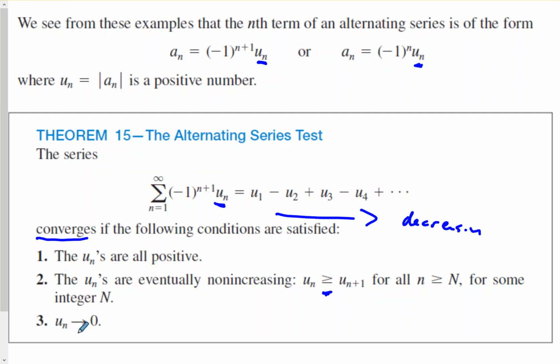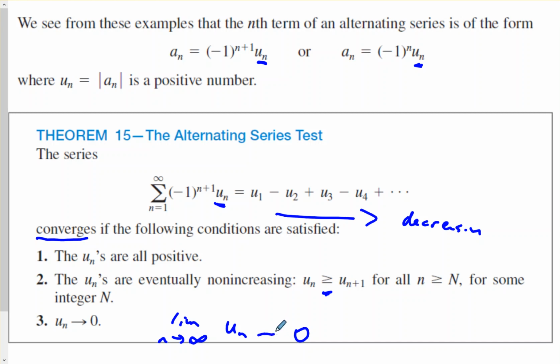And u_n is going to 0, so that's another way of saying the limit as n approaches infinity of u_n is going to be 0. So the limit of these u_n's is approaching 0.